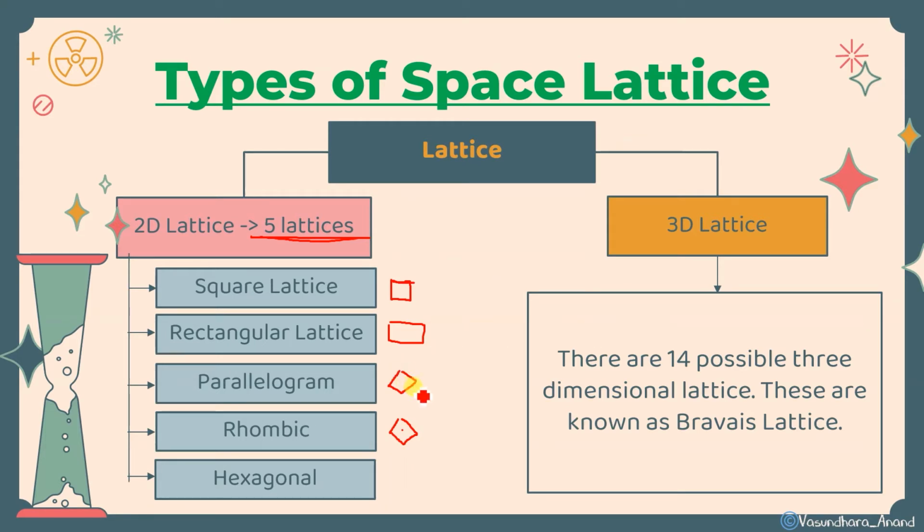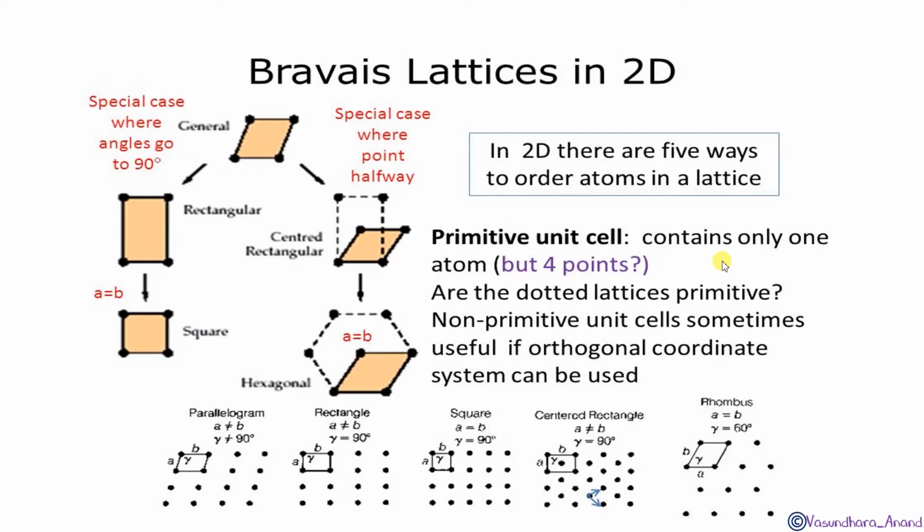And the 3D lattices, there are 14 possible lattices. ये याद करना आपको. You have to learn that in 3D there are 14 possible lattices, and they are called Bravais lattices. So in 3D, the Bravais lattices possible are 14 in number.